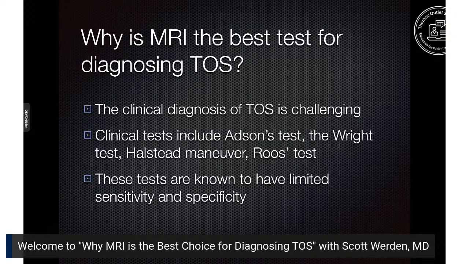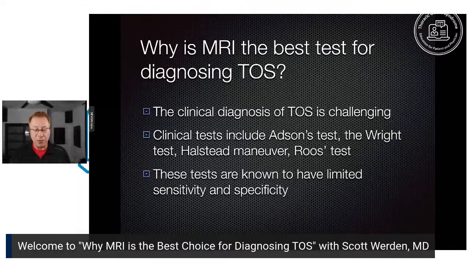Now, the clinical diagnosis of TOS, that's when your doctor examines you in his or her office, is quite challenging. You may have heard of clinical tests that include Adson's test, the Wright test, Halstead maneuver, Roos test, etc. All of these have been shown to be pretty so-so. They're not excellent, they're not specific, they're not sensitive. There are many different patients that have many different of these tests that are positive. Maybe some of them aren't positive.